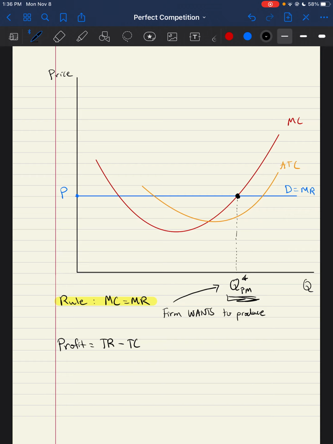So we know that profit is equal to total revenue minus total cost. Let's continue to simplify this. Well, our total revenue is just the price times the quantity.